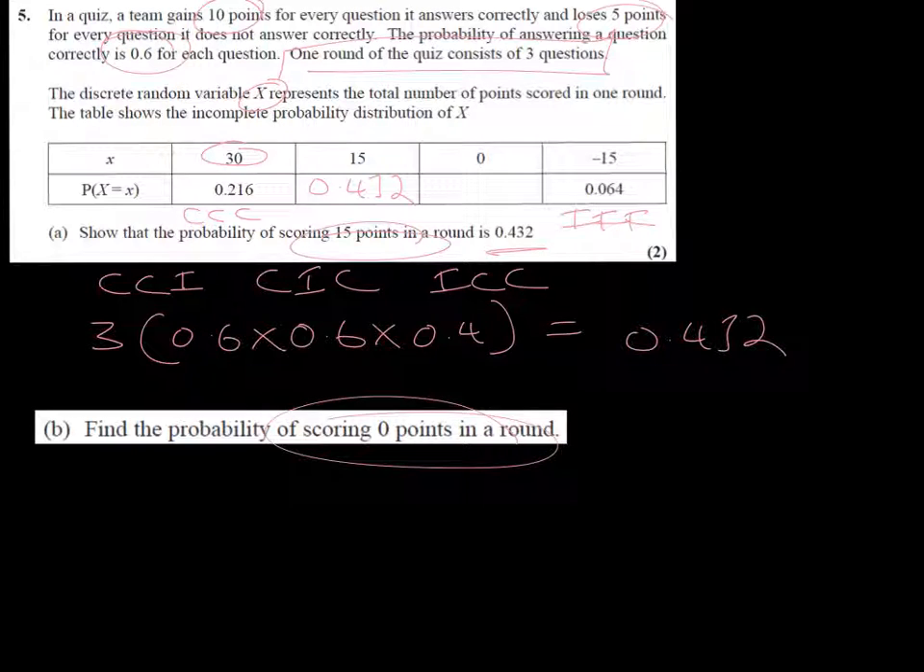To find the probability of scoring 0, I'm just going to use the complement of the event. So I'm going to add this, and this, and subtract it from 1, and if I do that, I get an answer of 0.288.